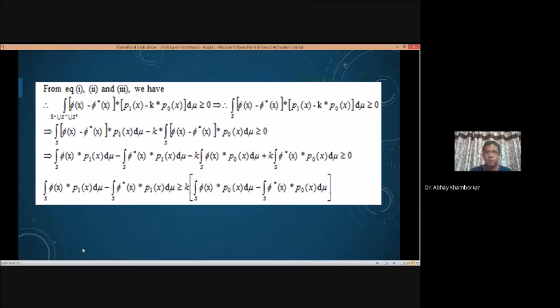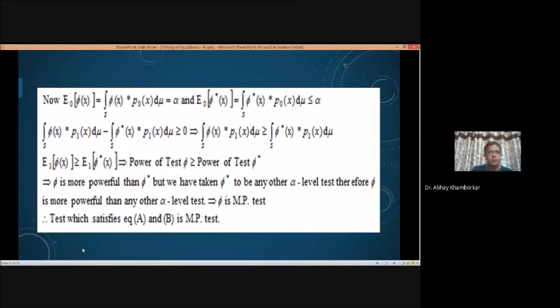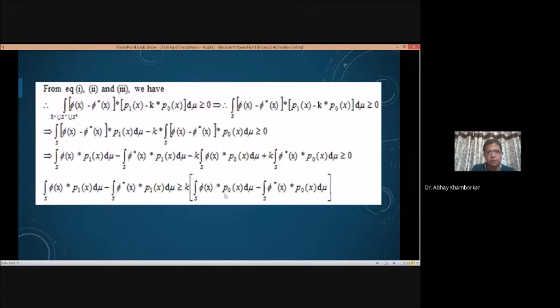ये हम लोग यहाँ से भी deduce कर सकते हैं. Of course we need to find out the power, right? So पहले उसके तरफ जाएंगे. Now, let me show you again this.